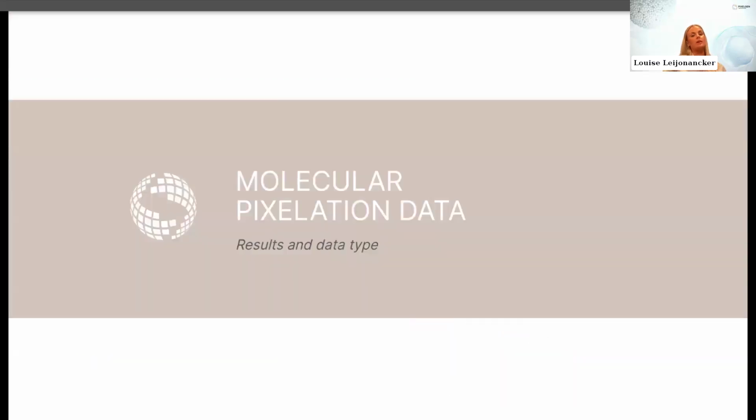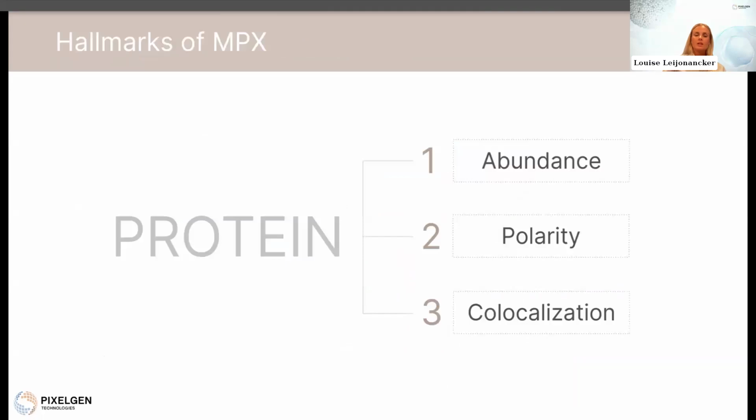So let's talk a little bit about the molecular pixelation data. What do the results look like, and what is the data type of MPX? So I mentioned this previously, these three kind of hallmarks of molecular pixelation. So with MPX, you can assess protein abundance. You can start to look at protein polarity, as well as protein-protein co-localization.